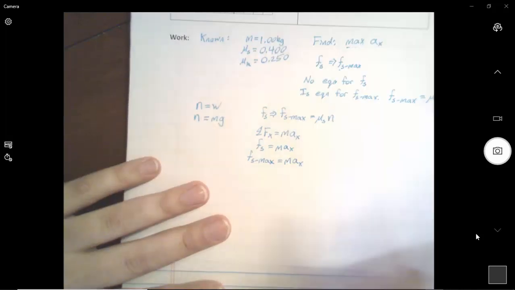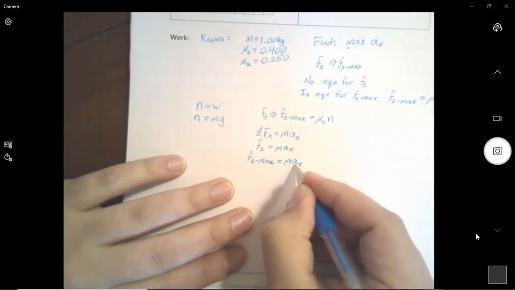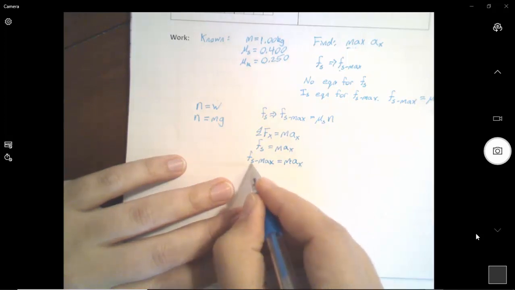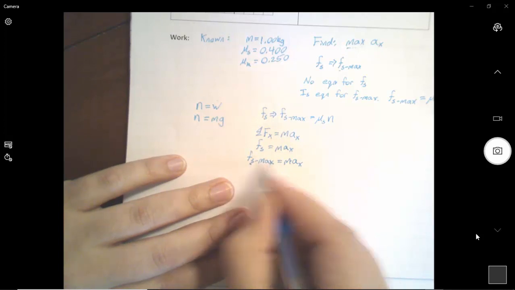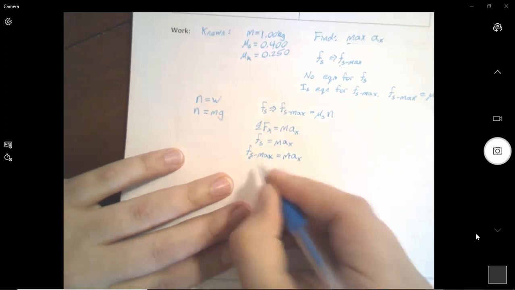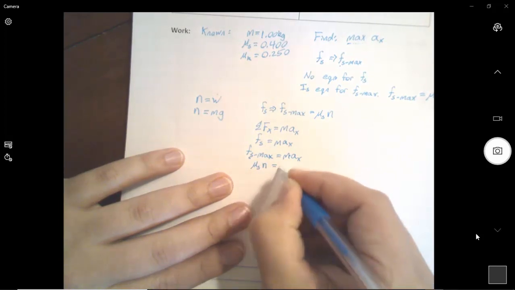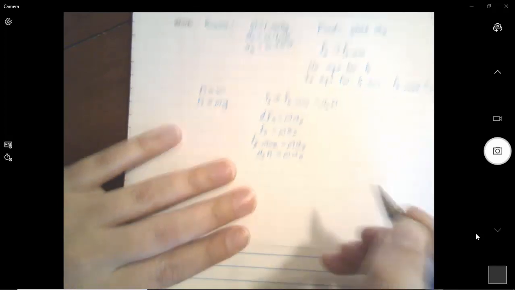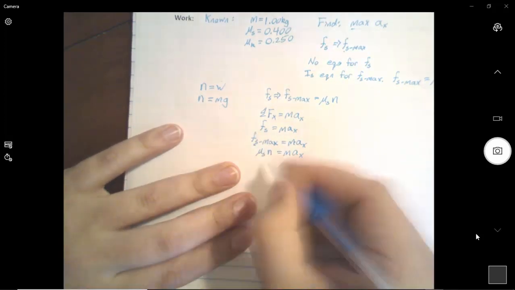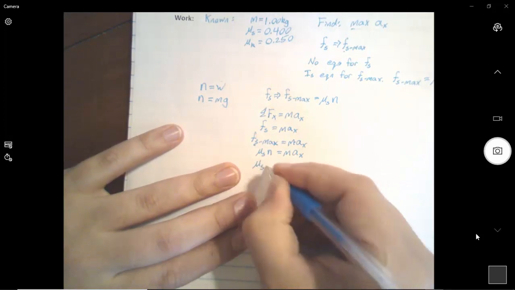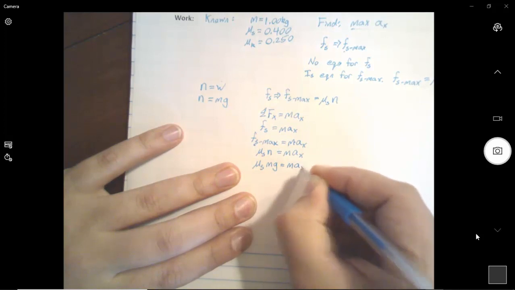I know a lot of these symbols look similar now. This is mass times acceleration in the x direction. This is all one symbol. This is saying static friction maximum. So we're going to substitute mu s times n equals max. Now we're going to substitute what we got for n. We're going to have mu s times mg is equal to max.